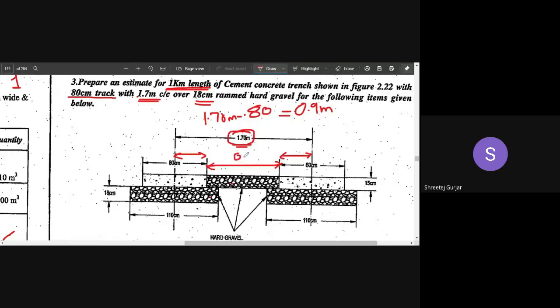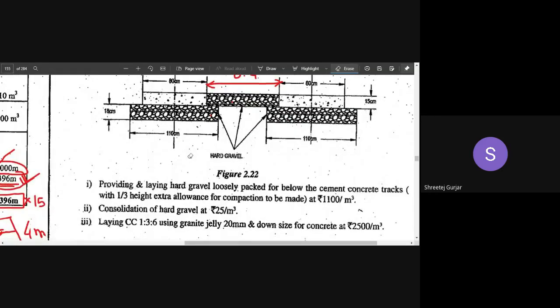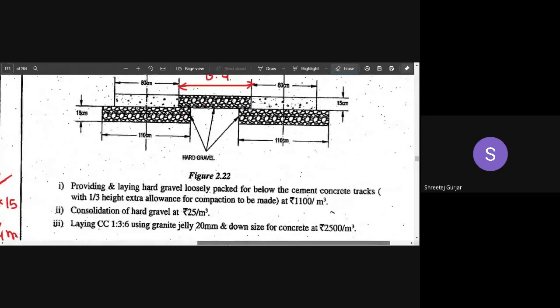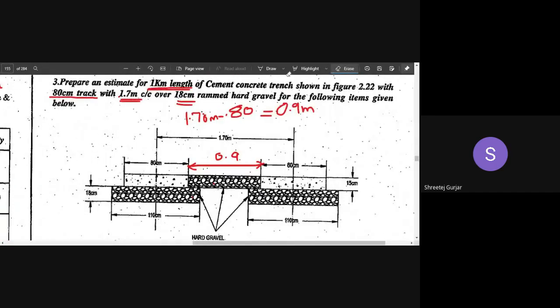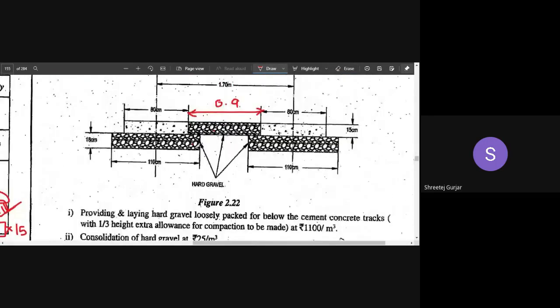So all the things which we require are there. Let us check whether they have given some description. They have provided us with some descriptions, so let us go through the description to further understand the problem. This is your base, the hard gravel base they have provided. On top of that, you have your pavement or track.